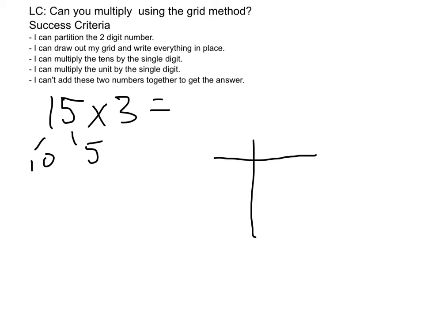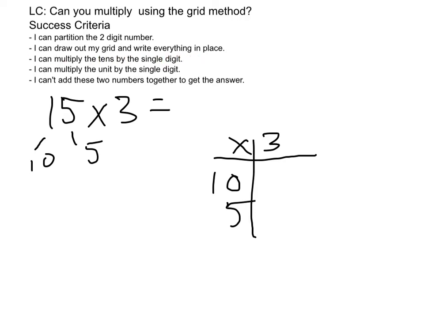I first of all write in the multiplication sign. I'm then going to write in the 10. I'm then going to write in my 3 here and the 5 here, and I've written everything in, so I've done that step.